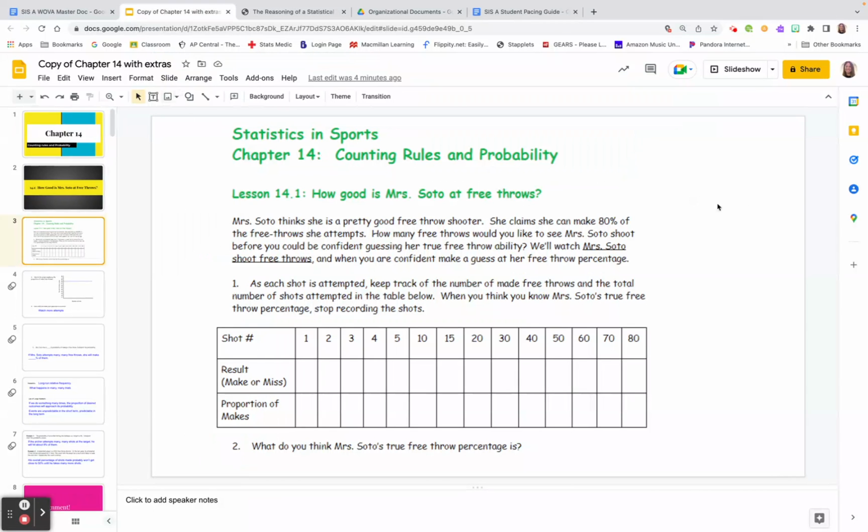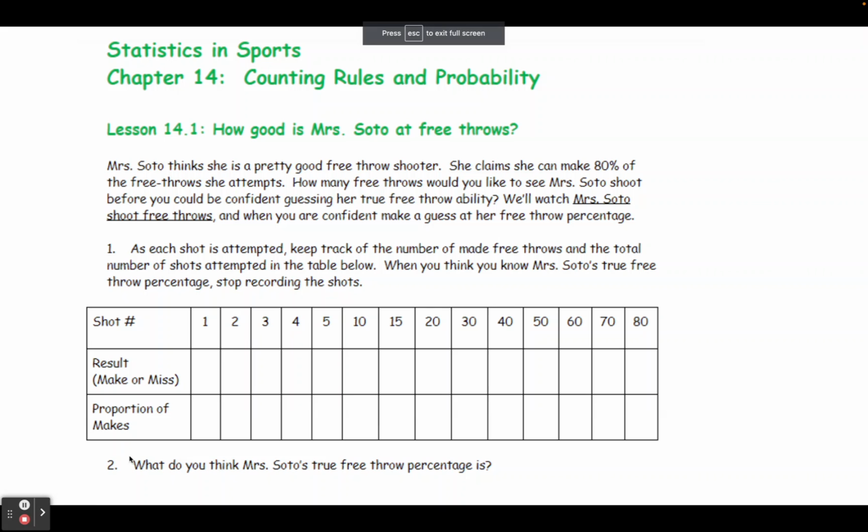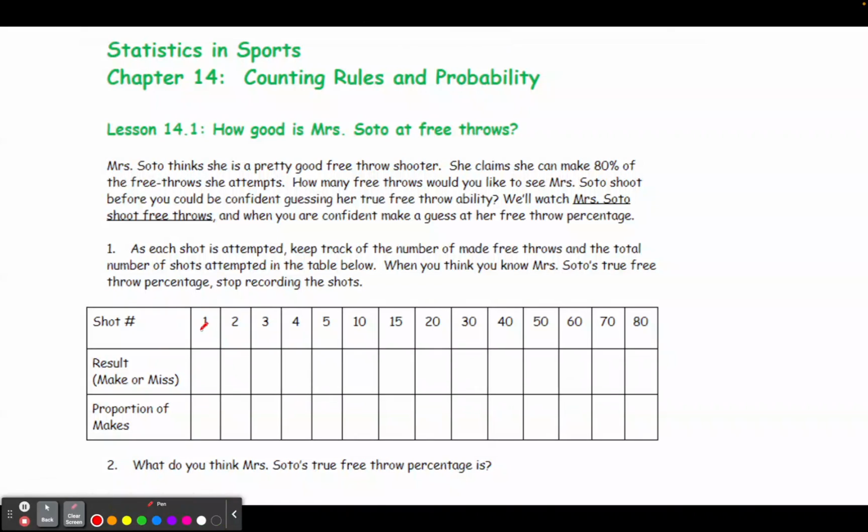As we are going, by the way, you can be filling some of this in your notes. So for example, this is how I would write that in. I would say for shot number 1, result, make or miss. I'm going to put a check there because I made that first shot. And then at that point, I was 1 for 1, which would be 100%. Sorry for the bad writing.